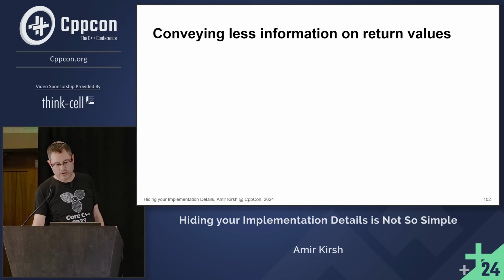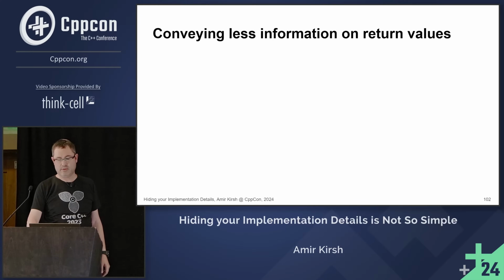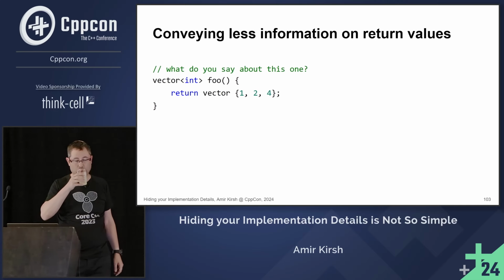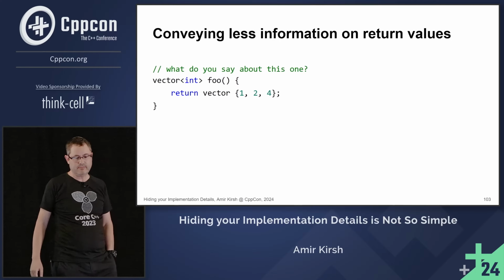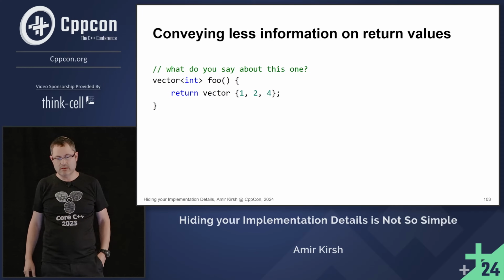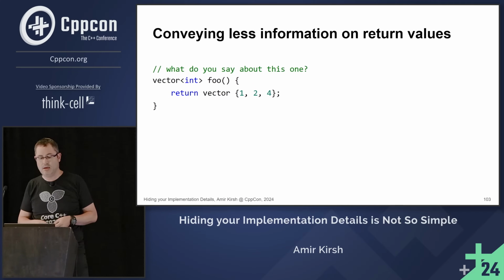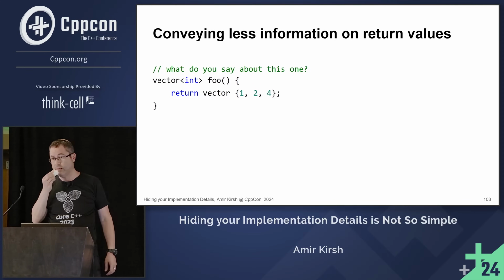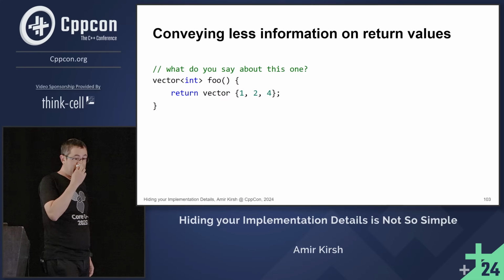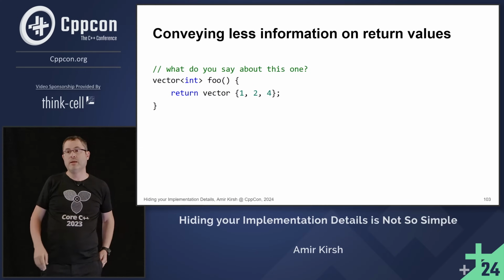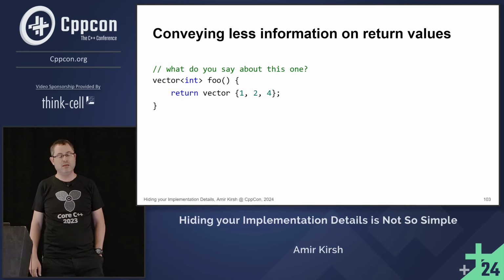Let's talk about other issues. Conveying less information on return values. What do you say about this function? We are conveying too much information, right? I mean, why should you know that the foo function returns a vector? Maybe later we would replace it with an in-place vector or a pseudo-array. There are other types that may fit, but once we say that, oh, we are going to get a vector of ints, it would be quite difficult to change things.